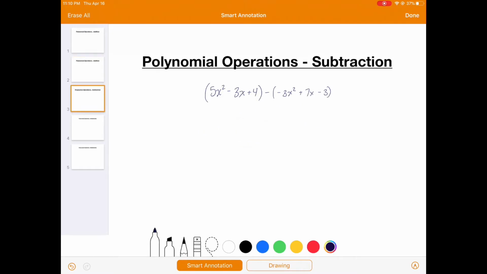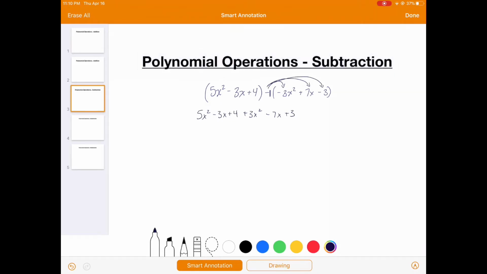Because remember, when you have a subtraction sign directly outside of a set of parentheses, what that means is negative 1. So that's going to get distributed to everything inside of the parentheses. So all of those signs are going to flip. So we still have 5x squared minus 3x plus 4. But everything after that, negative times a negative is a positive. So you're going to have plus 3x squared. And remember I said we just really flip our signs. So it's minus 7x plus 3.